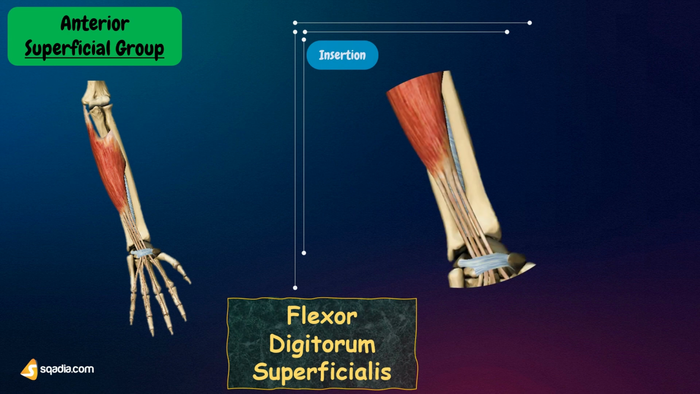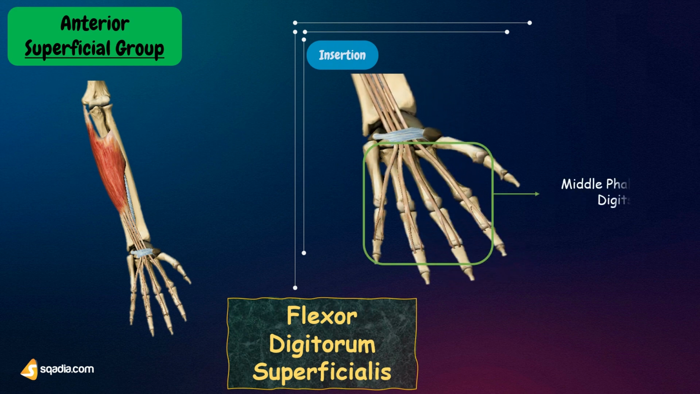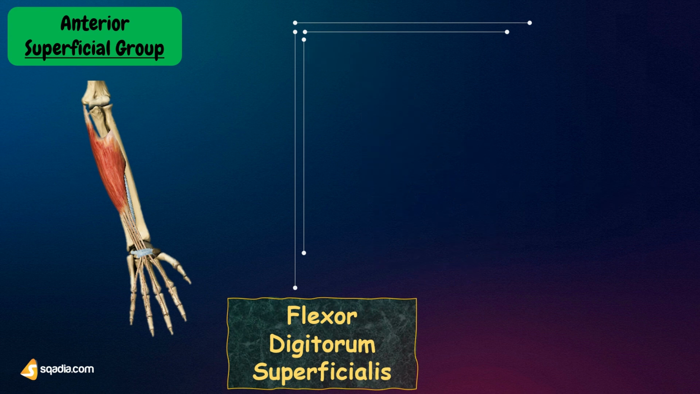The muscle's two heads unite to form the muscle belly, and in the lower part of the forearm, this gives rise to four tendons. These tendons enter the hand by passing behind the flexor retinaculum. It is supplied by the median nerve and flexes the middle phalanx of the fingers and assists in flexing the proximal phalanx and the hand.